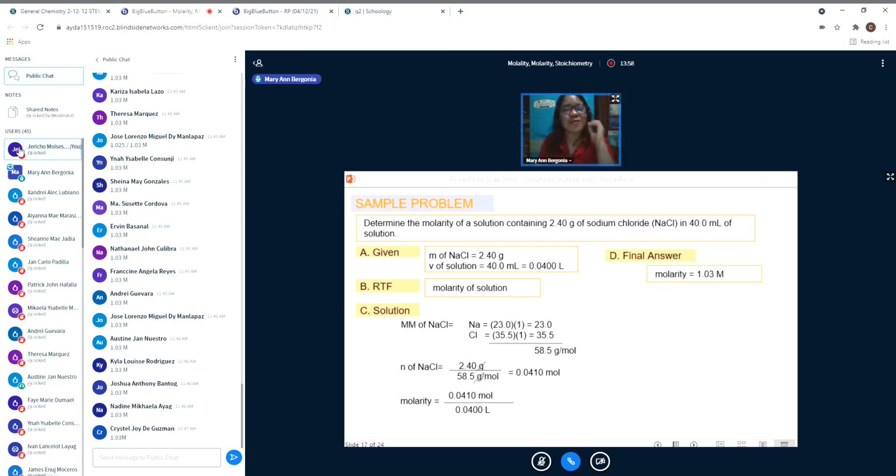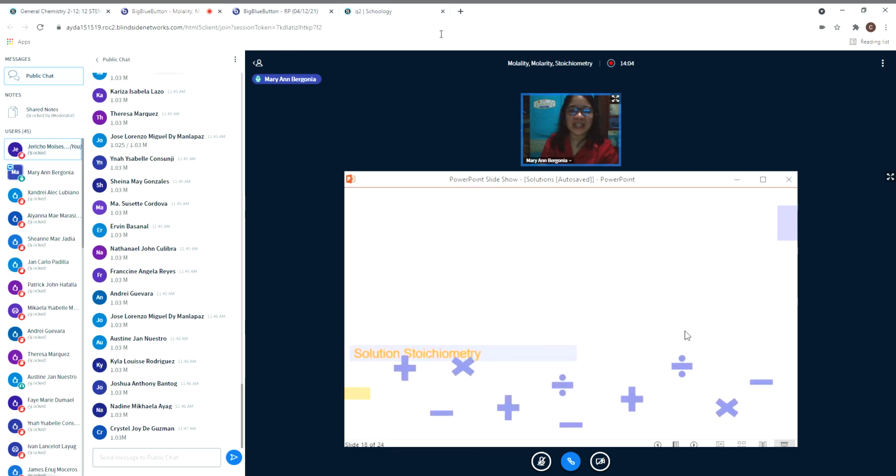Kumain kayo ng mabuti ngayong tanghalian dahil yung susunod na topic natin ay computation pa din, solution pa din, stoichiometry, pero mas ibang level naman to. Mas ibang level of computation. Kaya busogin ang sarili, uminom ng maraming tubig, at mag-ipon ng energy para sa susunod natin na discussion.